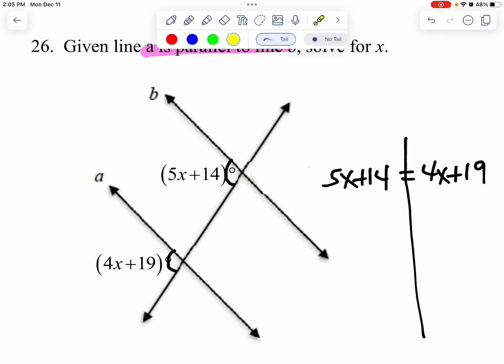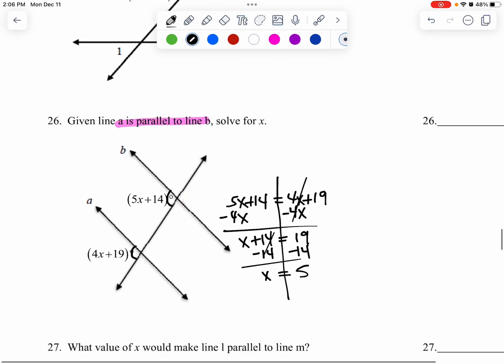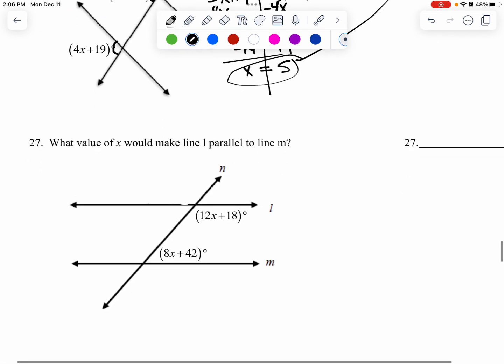I do need to bring this 4x over to the other side to join it with the 5x to combine like terms. So in order to cancel it, I'm going to subtract. So I've got 1x over here, or just x. And then positive 14 is still there, and positive 19 is still there. Now I need to subtract the 14 to get the x by itself. Move one thing to one side, move the numbers to the other. That means I got 5, and this one just wants me to solve for x, so x equals 5. There's my answer. Number 27, here's another one.